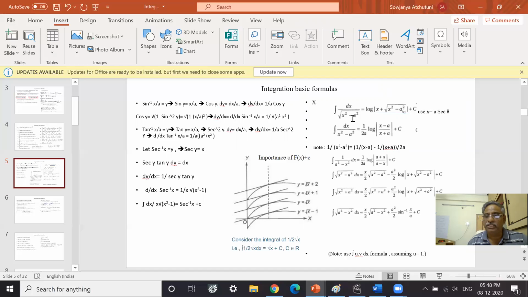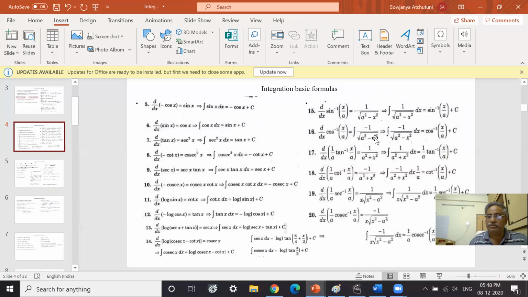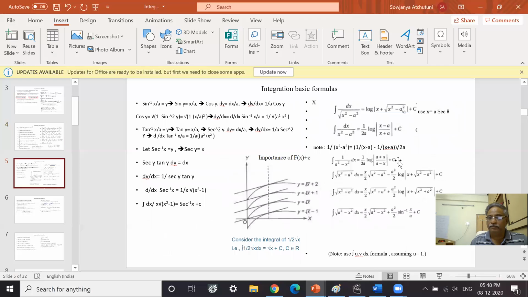But if it is root of x square minus a square, these are cosh inverse. As I told you earlier, for a square minus x square, or 1 by a square plus x square also, or 1 by root of x square minus a square, dx by root of x square minus a square is cosh inverse. Here a square plus x square gives sinh inverse. Here a square minus x square, we have simply log of x plus a by x minus a, or tanh inverse also will come into the picture. So let us revise these again. dx by square root of x square minus a square is equal to log of x plus square root of x square minus a square by a plus c, or cosh inverse x by a.